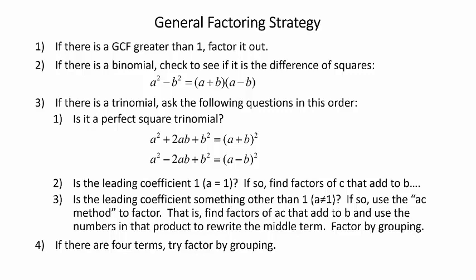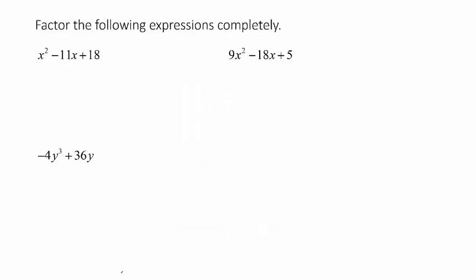Okay, so this just puts it kind of all on the page, the things that we need to be looking out for and doing. Okay, so let's give it a try. Let's do some examples. All right, factor the following expressions completely. So the first one we've got is x squared minus 11x plus 18. So x squared is a perfect square, but 18 is not, right? And there's no GCF to pull out of this.